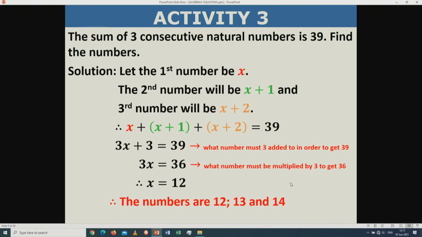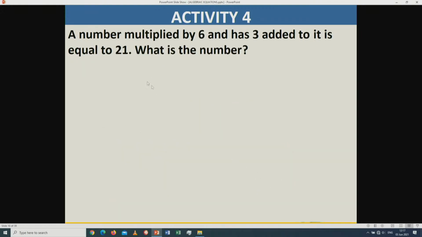Right. And then the next activity. A number multiplied by 6 and has 3 added to it is equal to 21. What is the number? That number must be multiplied by 6 and we add 3 to the product, then it will give us 21. What will be the number?